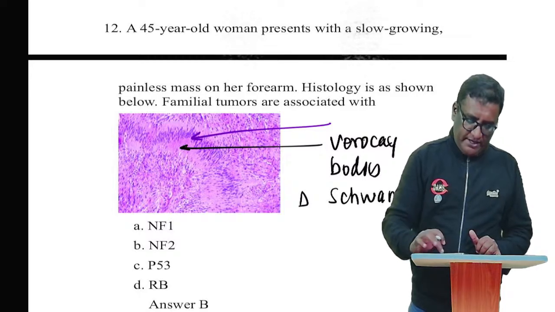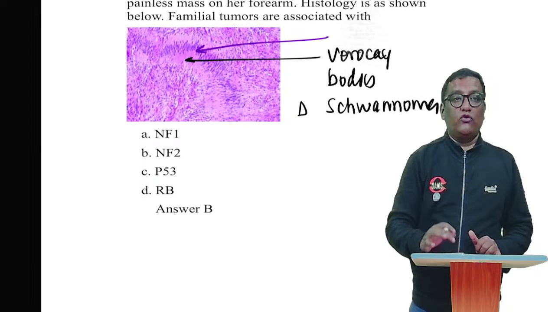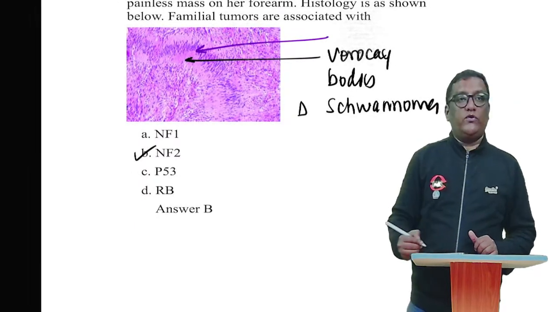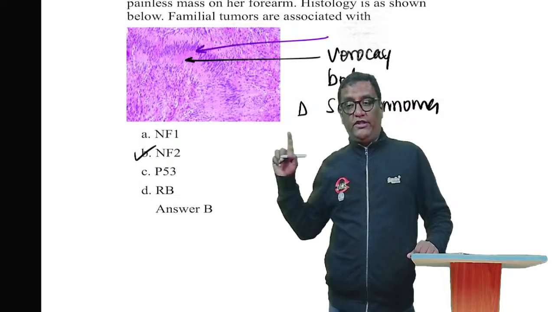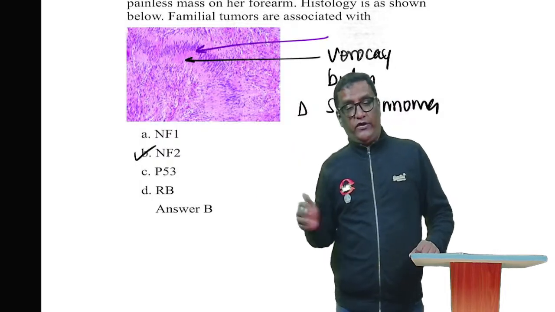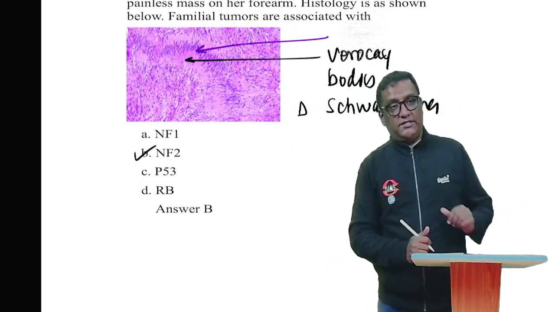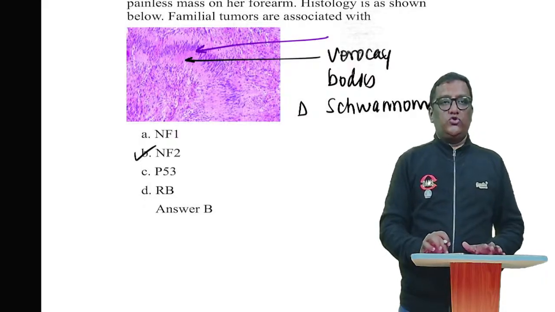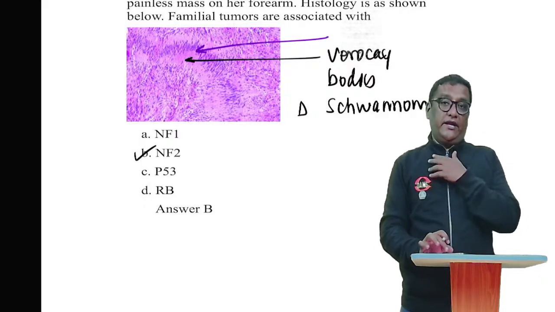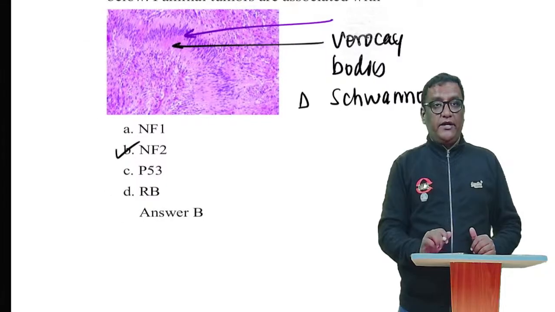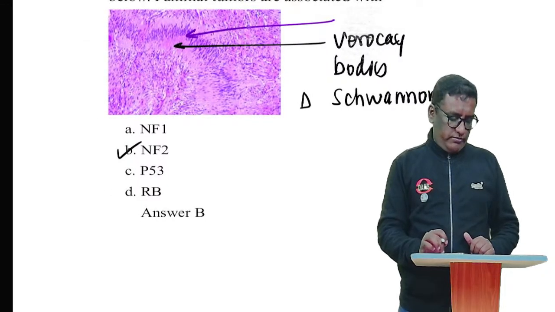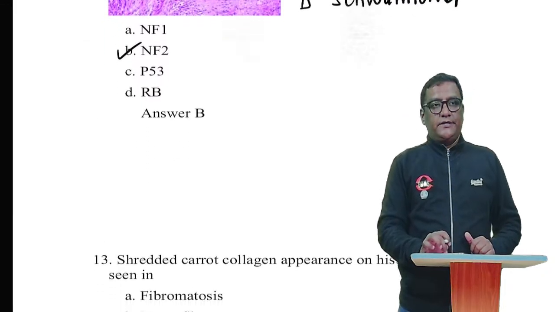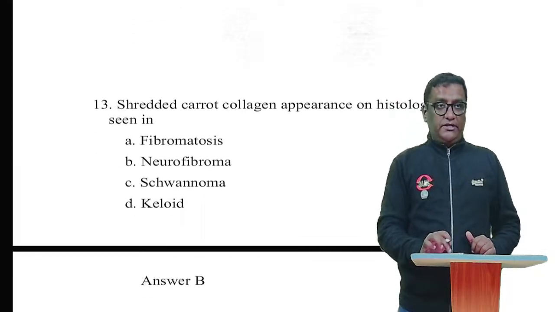So schwannomas are associated with neurofibromatosis type 2, NF2. NF1 is associated with neurofibromas. Yes, NF1 is associated with neurofibromas, schwannomas and malignant peripheral nerve sheath tumor. NF2 is associated with schwannomas, right? And meningioma. Question number 13.